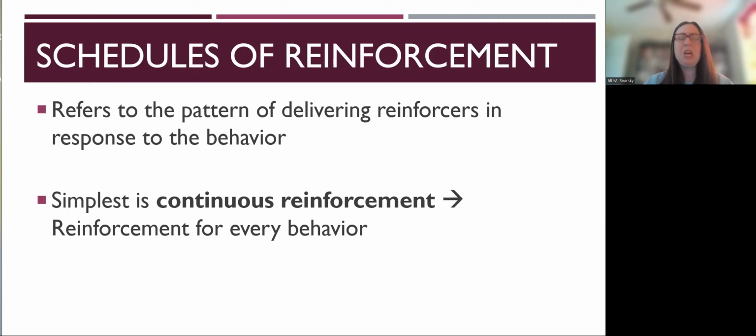Another reason why continuous reinforcement might be problematic: think about edible reinforcers like candy or treats. Imagine if we're giving a kid candy every single time they answer a question. That's a lot of sugar, a lot of calories, could potentially be a health concern.